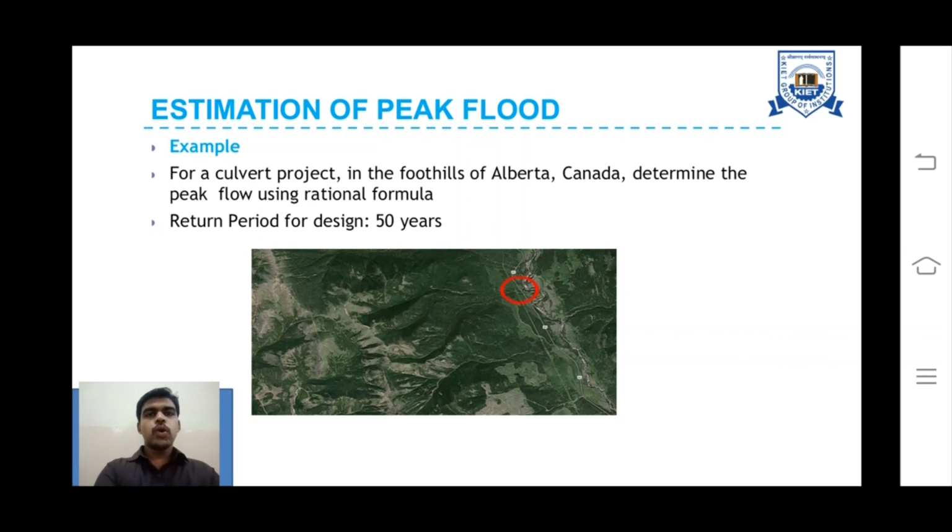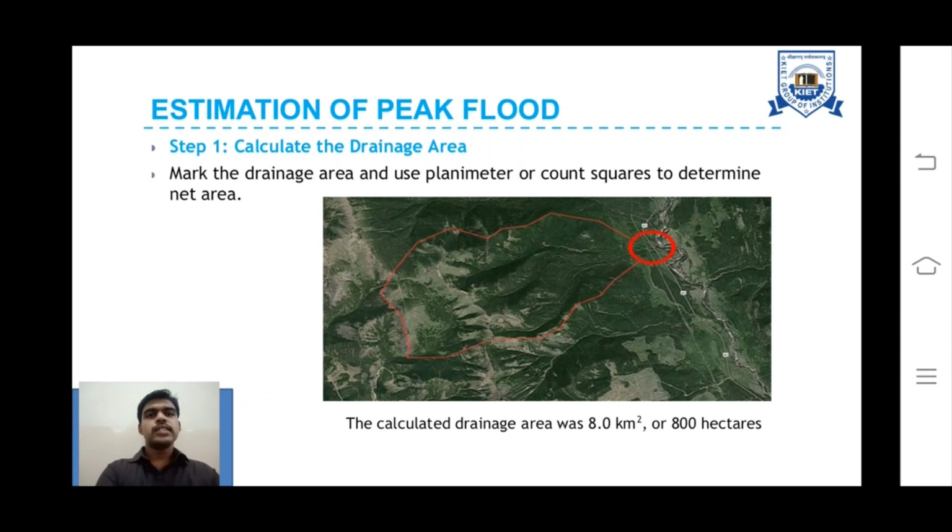And here comes one more example, for a culvert project in the foothills of Alberta, Canada. Here it is taken as a case study. Determine the peak flow by using the rational formula, with a return period for the design of 50 years. Step 1, calculating the drainage area, marking the drainage area with the help of Google Maps. The calculated drainage area was 8 square kilometers, that is 800 hectares.